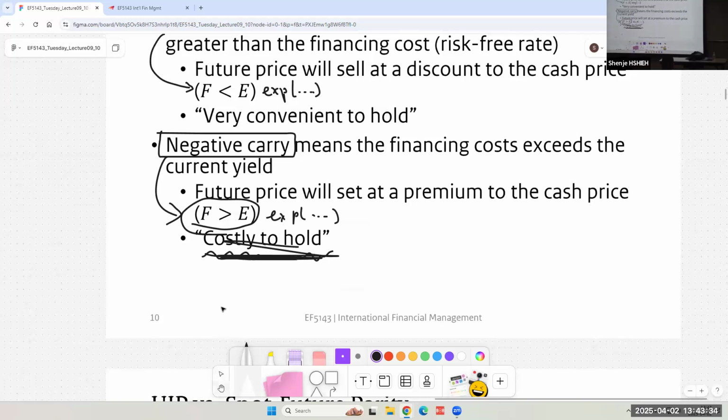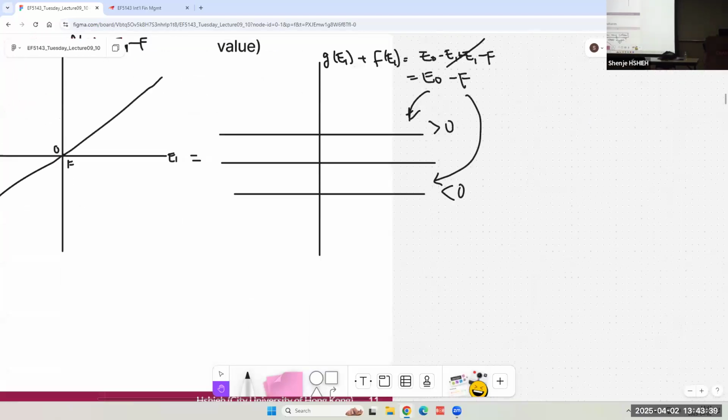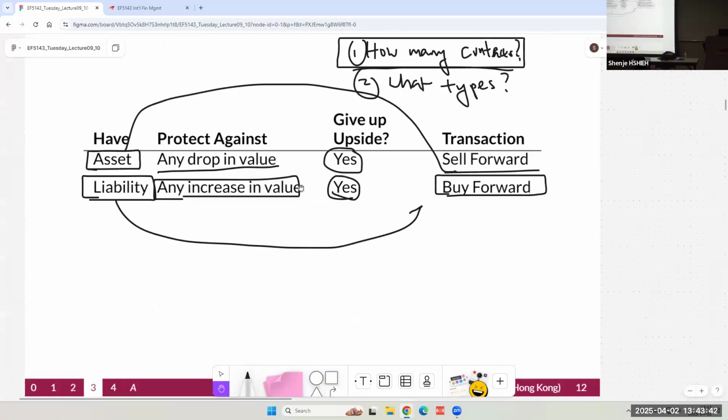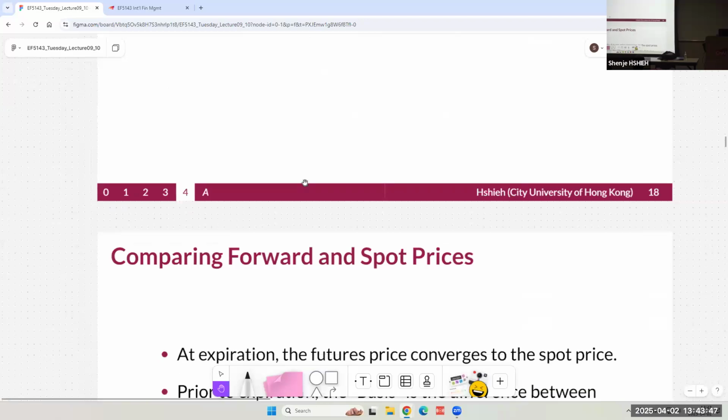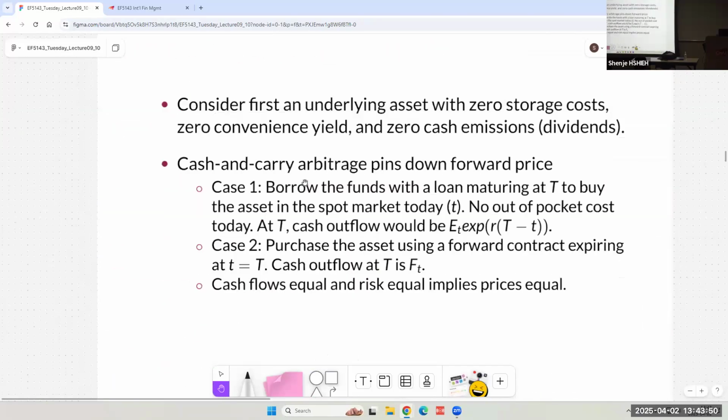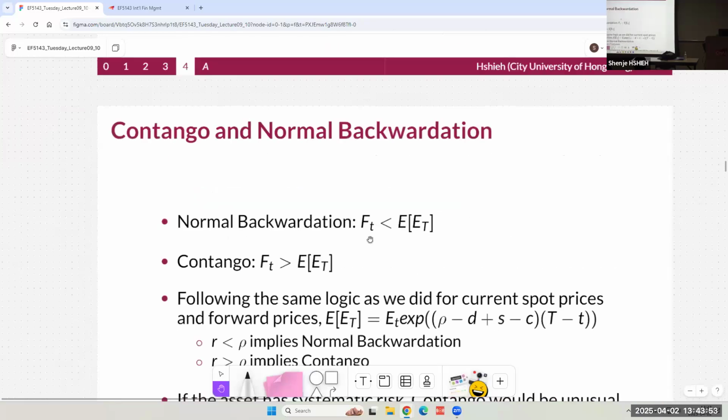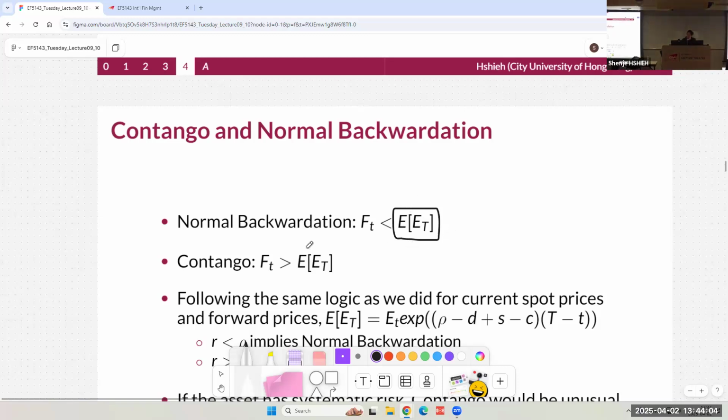All right, the other phrases that you might encounter in your reading of newspapers are contango and normal backwardation. Again, it concerns the relationship between F and E, but the difference now is that we have this extra expectation function. So an average, right? So it looks like positive carry, negative carry, but it's not saying the same thing. So in general, we don't know what this looks like.